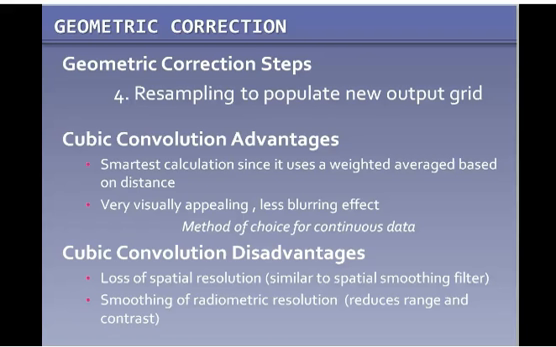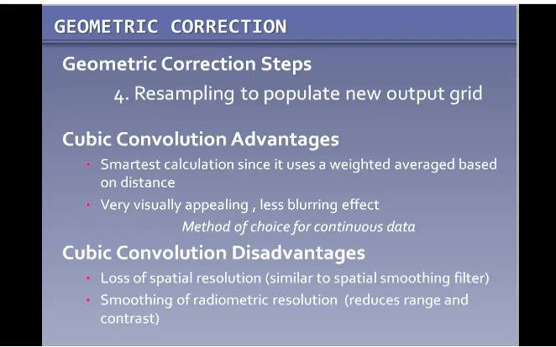But there are some disadvantages, and one of the worst is that we do end up losing some of our spatial resolution because we're essentially averaging over this larger area. So it's taking away a little bit of that heterogeneity that we would expect to see across a landscape, and then it does slightly reduce that range that we're seeing in our DN values. It makes the contrast a little bit lower. Not as much as the bilinear interpolation, but it does impact that.